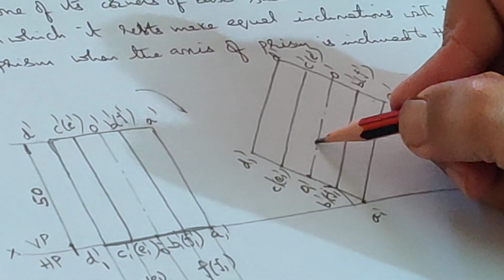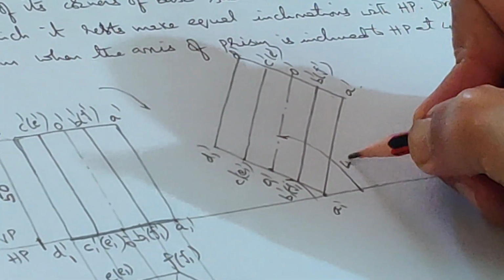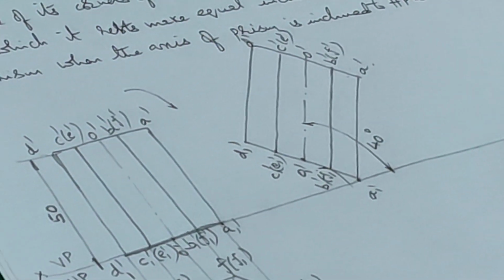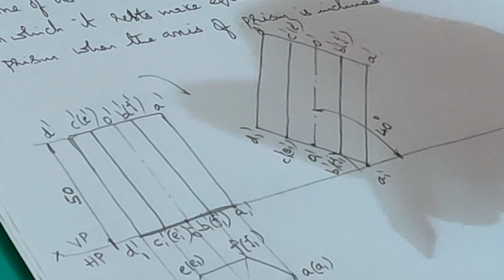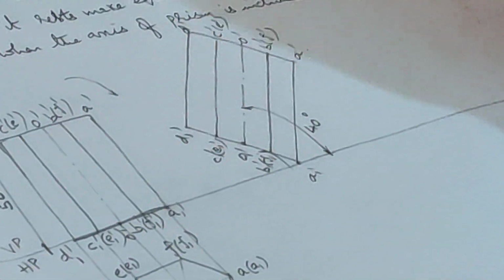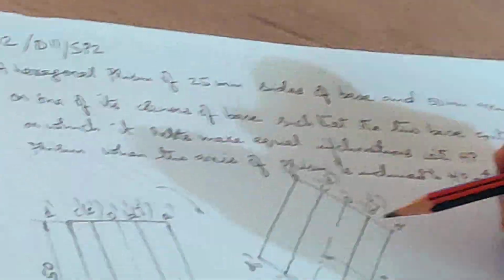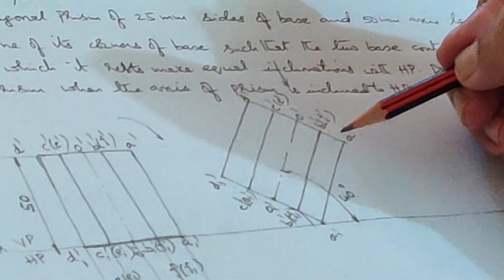Now when you are showing the inclination, you should show the inclination of the axis as 40 degrees. This is the front view. Now let me complete the top view also in the second step, and then we will stop there and move to part 2. Now this is the position of the observer.